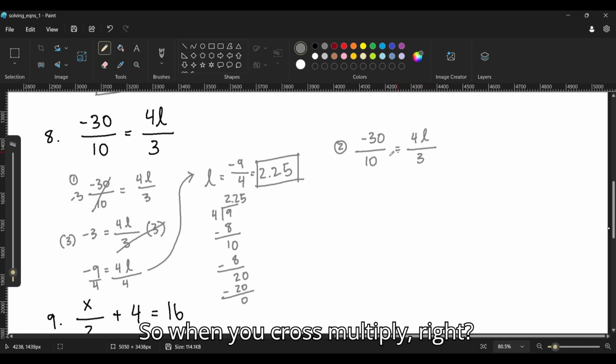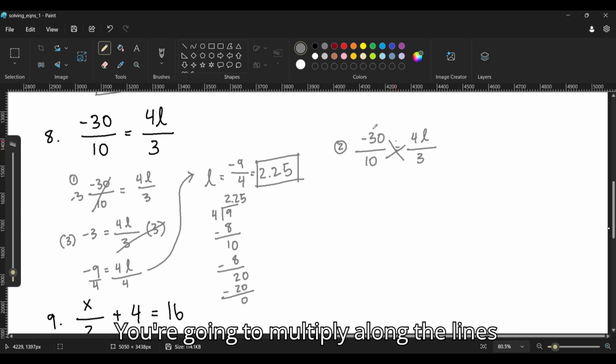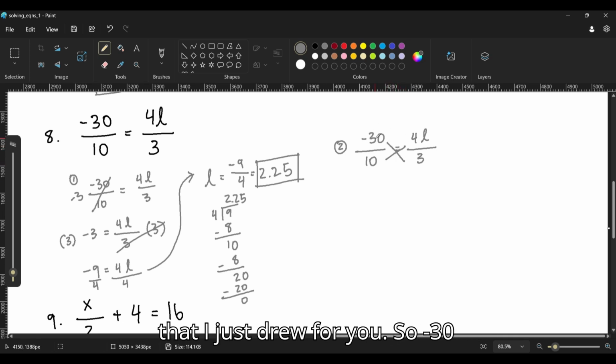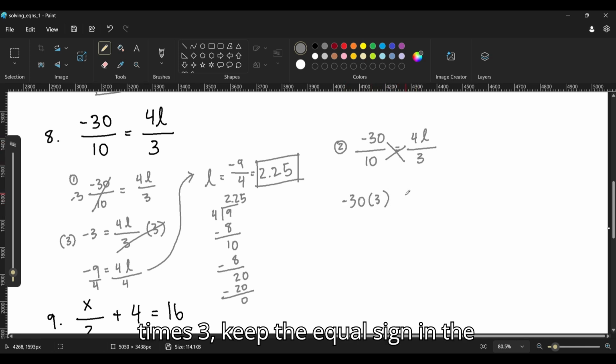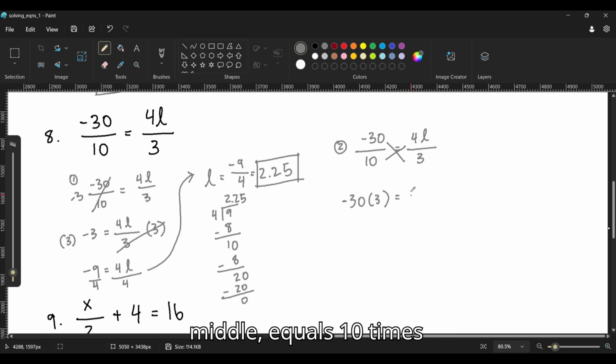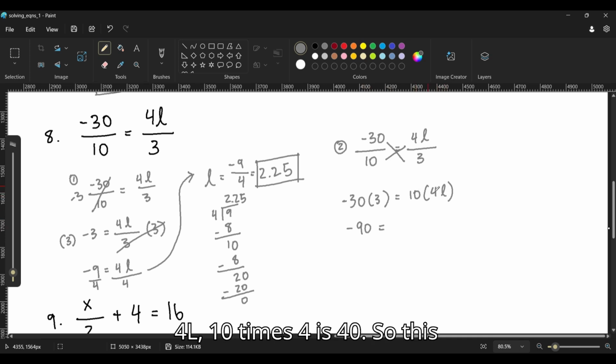So when you cross multiply, you're going to multiply along the lines that I just drew for you. So negative 30 times 3, keep the equal sign in the middle, equals 10 times 4L. Negative 30 times 3 is negative 90. 10 times 4L, 10 times 4 is 40. So this becomes 40L.